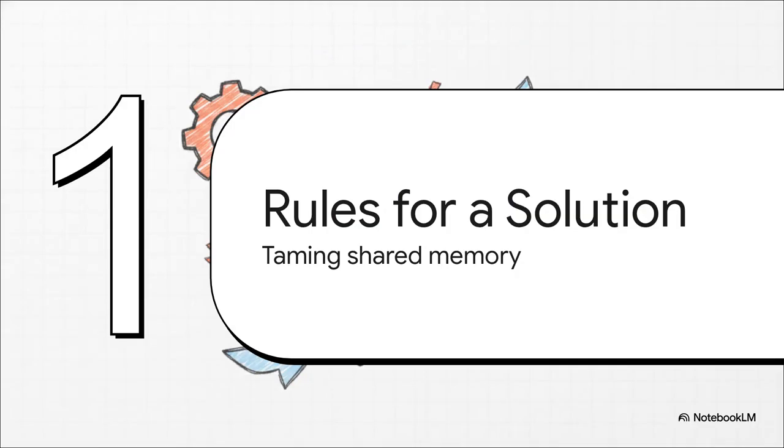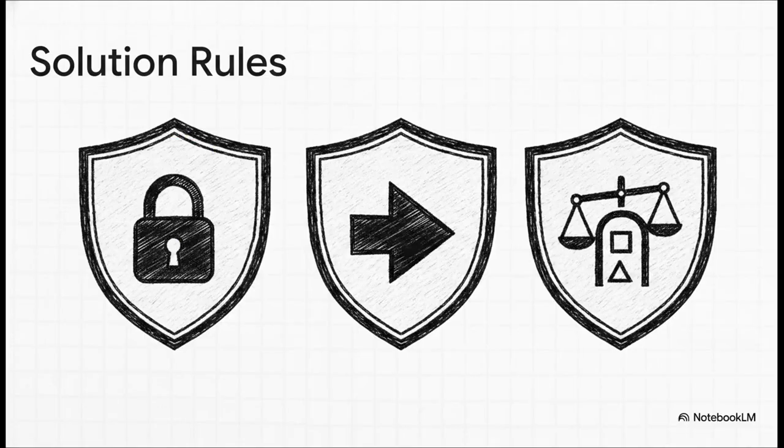Section 4. Rules for a solution. How to tame the shared memory chaos. So we have identified the root of the problem, the critical section, and we understand its weapon, the race condition. The final part of this explainer is definitely the most important. How do we actually tame this shared memory chaos? How do we build a foolproof solution? Well, for any synchronization solution to be considered valid and correct by an operating system, it must absolutely adhere to 3 strict rules. We are going to build them out one by one: mutual exclusion, progress, and bounded waiting.